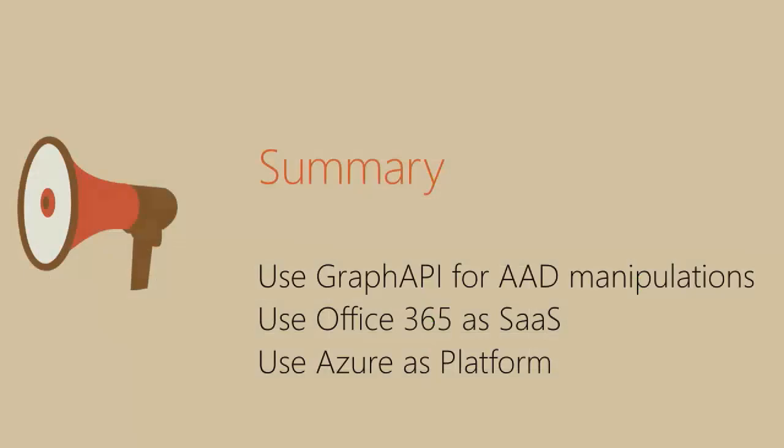So a brief summary at the end is our learnings: use Graph. The Azure team really focuses on that functionality, so use Graph whenever possible when you use Azure Active Directory, and use Office 365 as a software as a service, but you can extend it a lot, as you have seen, and use Azure for your operations against Office 365. Whenever possible.